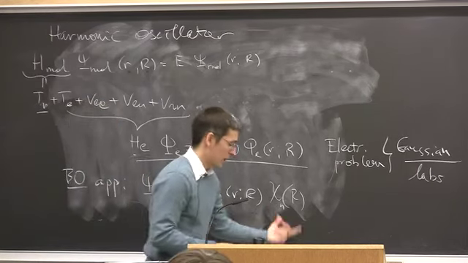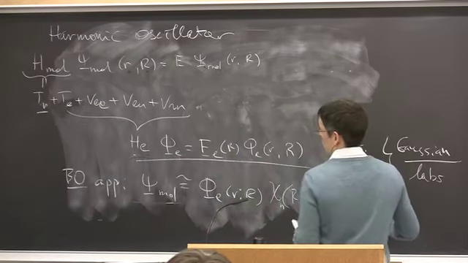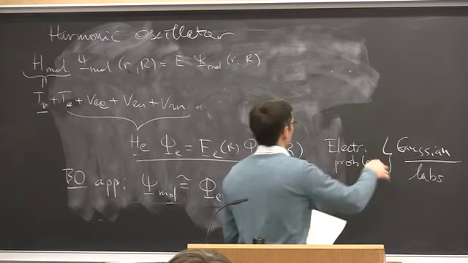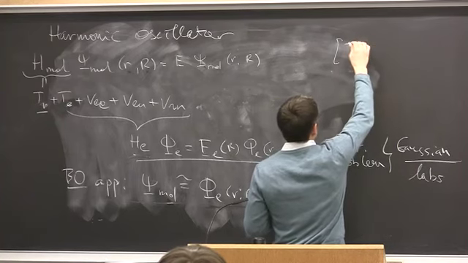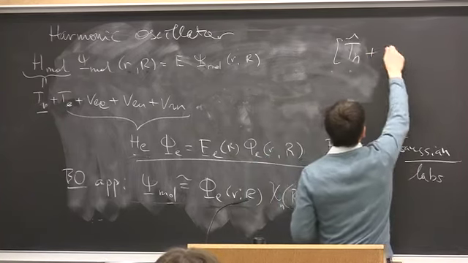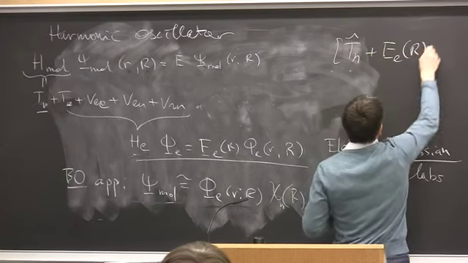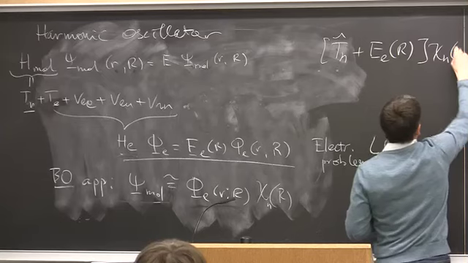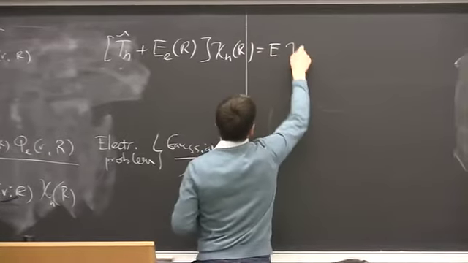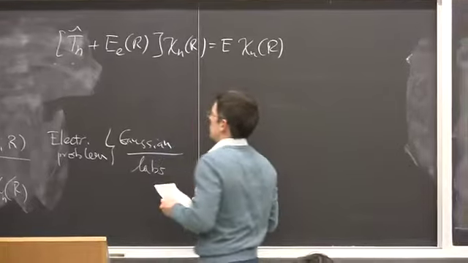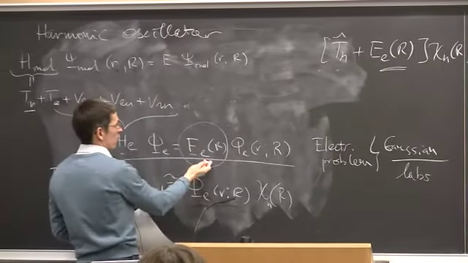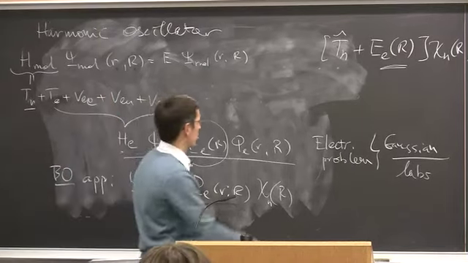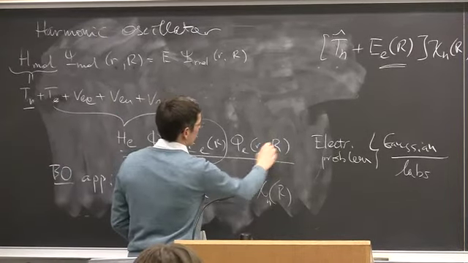And in order to find chi, we talked about this, what we do, we project on the electronic function, and we obtain the equation for chi in the Born-Oppenheimer approximation. That would be an equation like this. And this is just another differential equation to solve. This is a function of nuclear coordinates. These functions are coming from the electronic problem, because the electronic problem depends on what nuclear configuration you are considering.